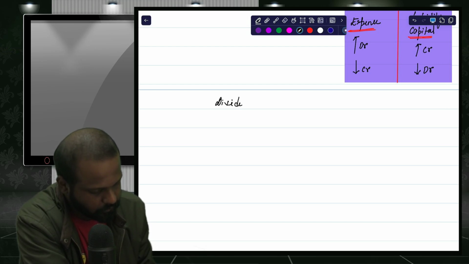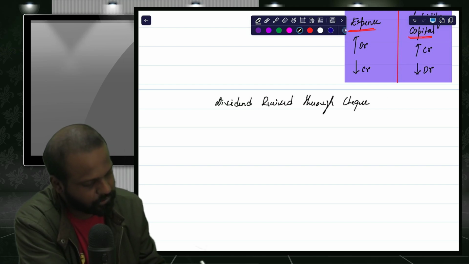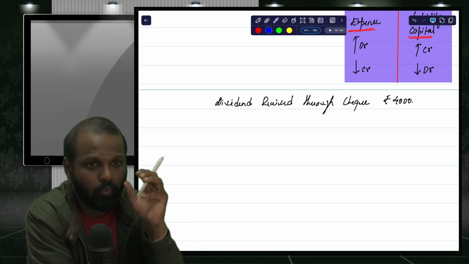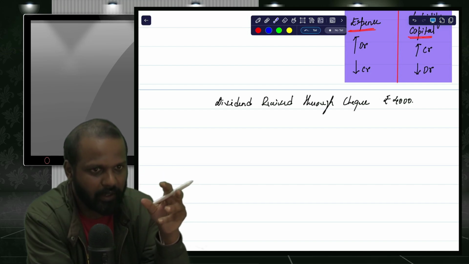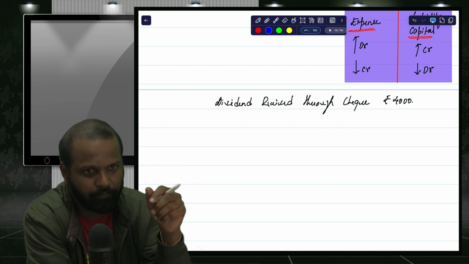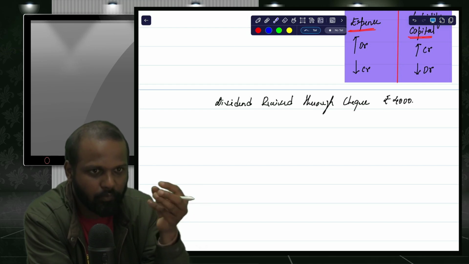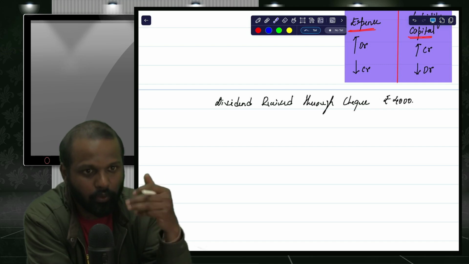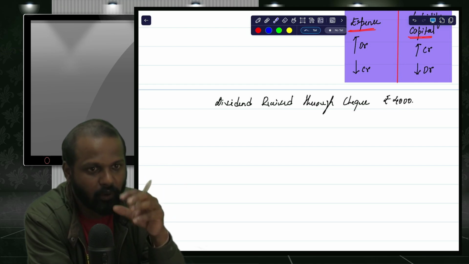Dividend received through check. Dividend received through check, rupees 4,000. What do you mean by dividend? Whenever you invest in the shares of a company, whenever you buy the shares of Reliance, Infosys, or any company, you are called a shareholder of the company. So being a shareholder, whatever profit the company earns, a part of that profit they are going to pay to the shareholders. They are going to distribute it among the shareholders. So profit distributed by the company to its shareholders is called a dividend.